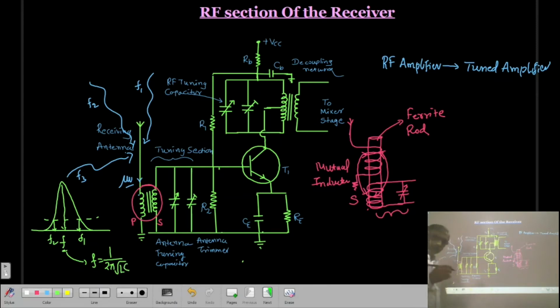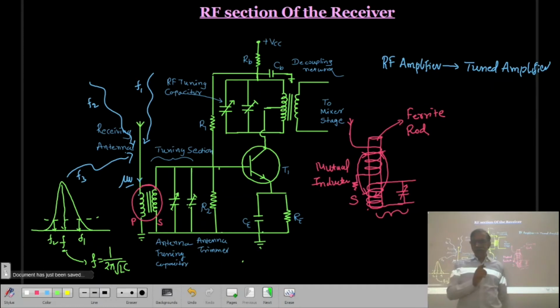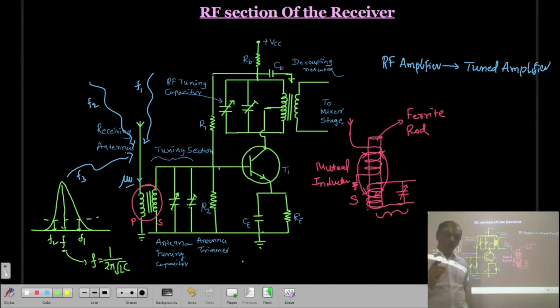So, if you want to change the tuning frequency, then you have to change the capacitor. So, here this capacitor is a variable capacitor. In parallel with this variable capacitor, one more capacitor is there. It is a very small value capacitor, which is known as a trimmer capacitor. And this trimmer capacitor is used for the alignment of the radio.